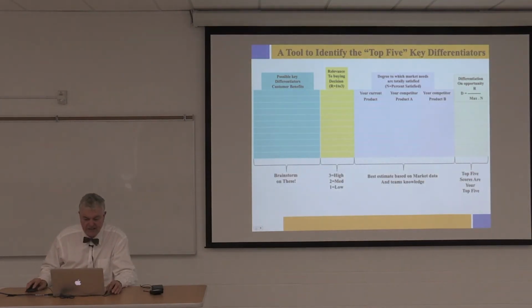I'm going to wrap up here. A tool to identify the top 5 key differentiators. So possible key, you write them down here. Relevance buying, you decide for each customer what's high and low on their priority. Functionality might be higher on a priority than price, for example.